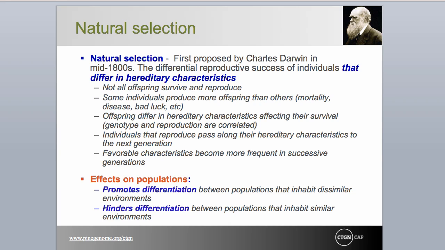The essential elements of the theory of natural selection are noted in this slide. Interestingly, and unlike the other forces which tend to influence differentiation between or among populations in one direction only, selection may act bidirectionally.